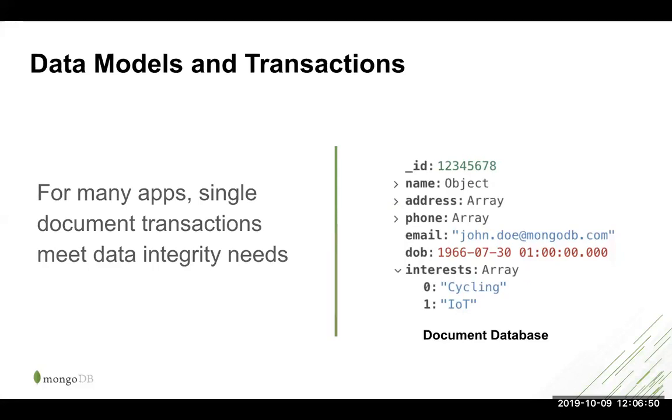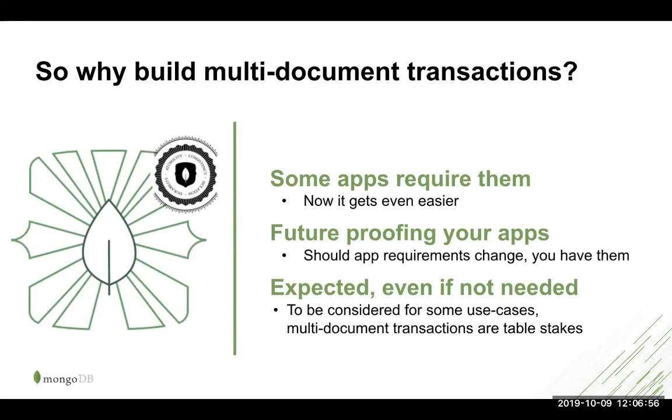So with that said, why have we spent 4 years and tens of millions of dollars in building support for multi-document transactions? Well, there are really 3 reasons. The first is that there are some apps that require them, and it now gets even easier because you have multi-document transactions available to you. MongoDB has always been focused on enabling developers to build highly resilient, highly scalable applications very, very quickly, and this just makes it easier. Before the delivery of multi-document transactions, you could build them back in code, but that's a lot of work.